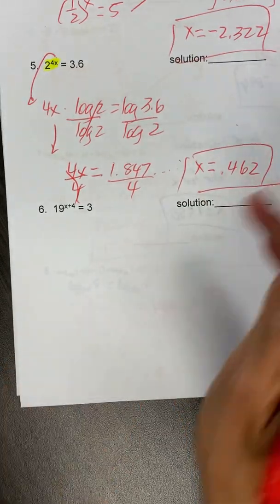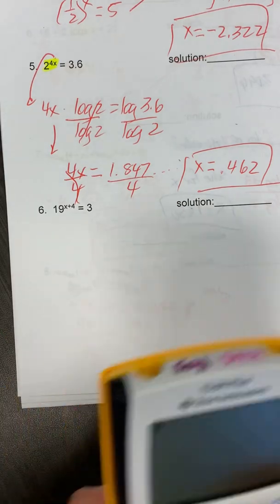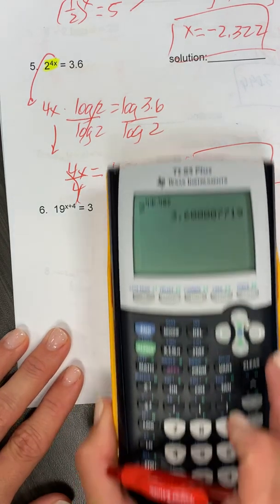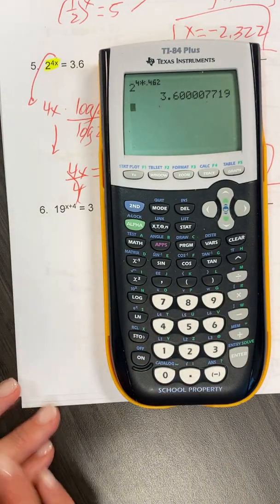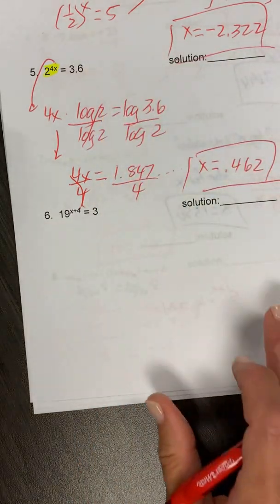Okay, let's see how that comes out. So if I did the math in my calculator, if I'm checking my work, 2 raised to the 4 times about 0.462. Is that about 3.6? Oh, wow. Check that out. Pretty close. All I did was substitute that number in for x. Look how close that is. Okay, last one.